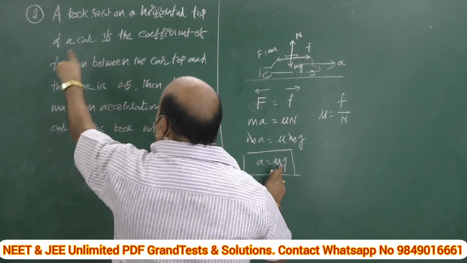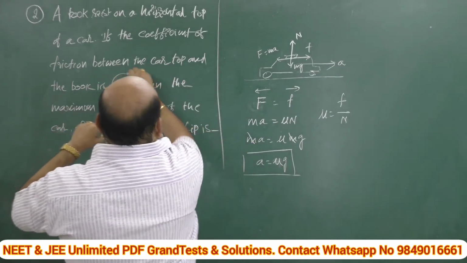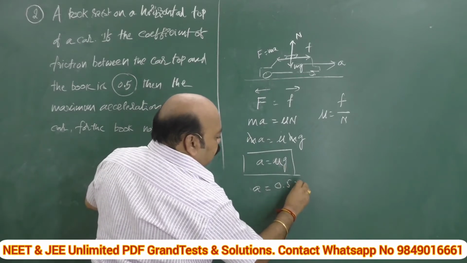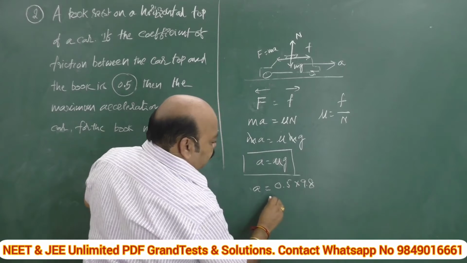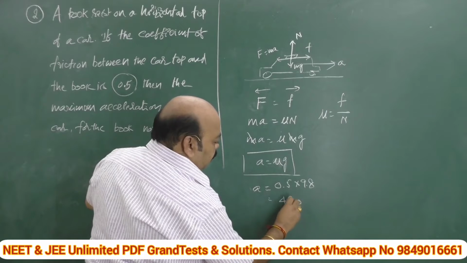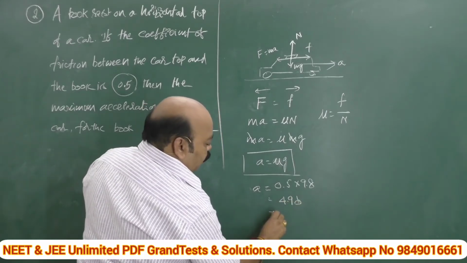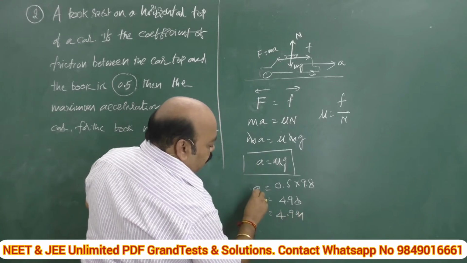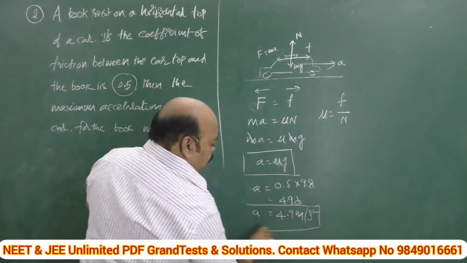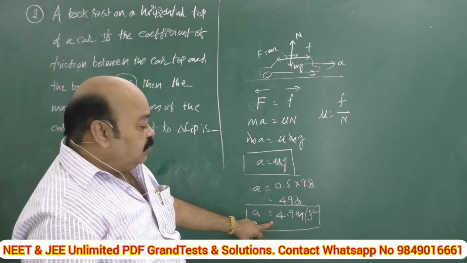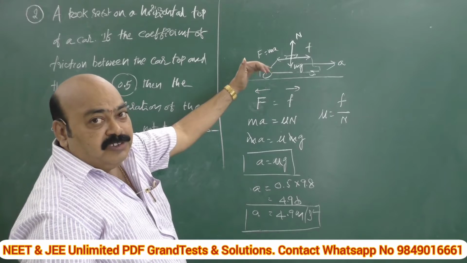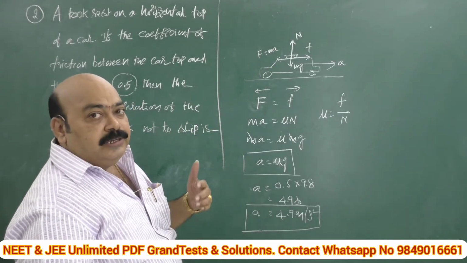In the data, let's go for the data. What is the coefficient of friction? It is 0.5. That's why acceleration A is equal to 0.5 into 9.8. If you go for multiplication, 9 into 5 is 45, it is nothing but 4.9. What will be the units of acceleration? Meter per second square. So the car must have an acceleration which is less than 4.9. Beyond this, the car will go, but the book will skid off and fall down because it exceeds the frictional force.